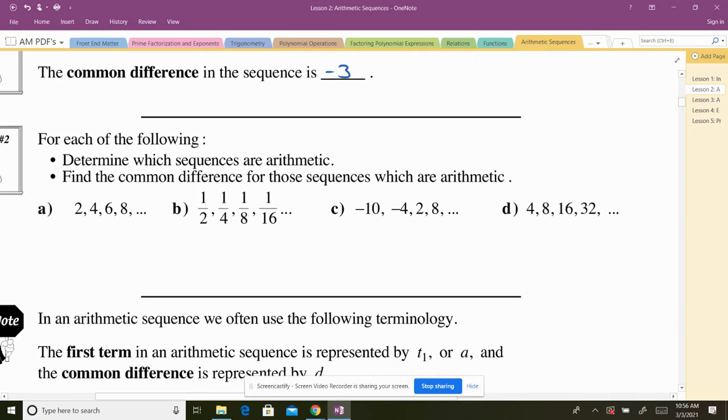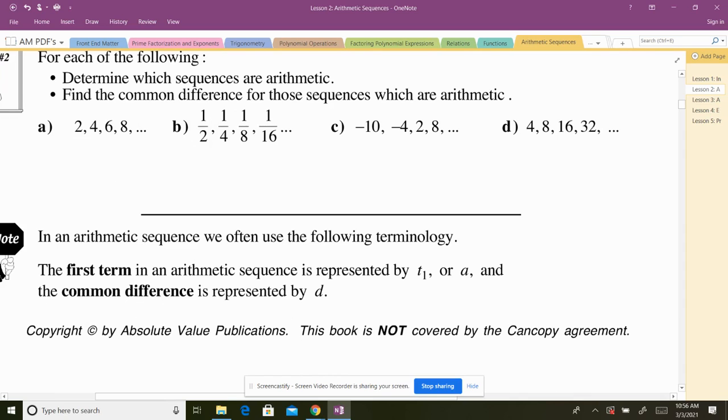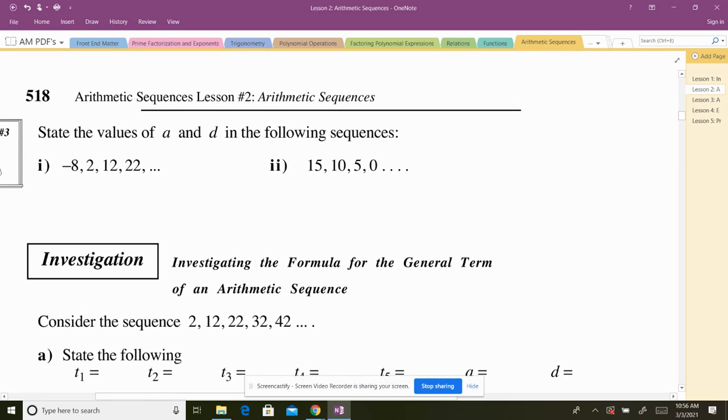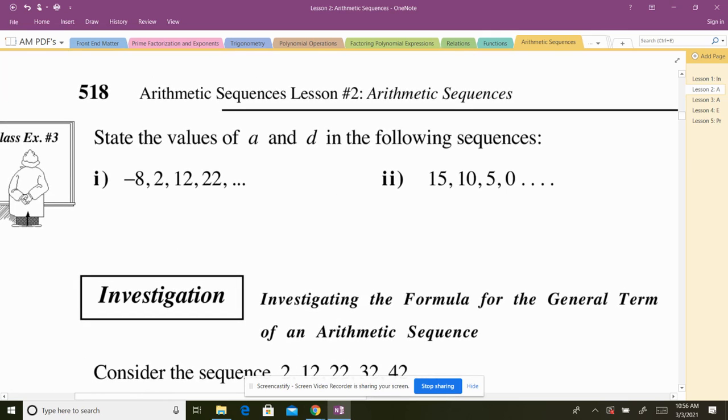So like I said before, our first term is called T1 or A. The common difference will be given the symbol D. Okay? Flip the page, please. What is A and D in each of these sequences? So what does A represent? Yeah, A is the first term. So in the first one, A is negative 8. What's the common difference, D, for that sequence?